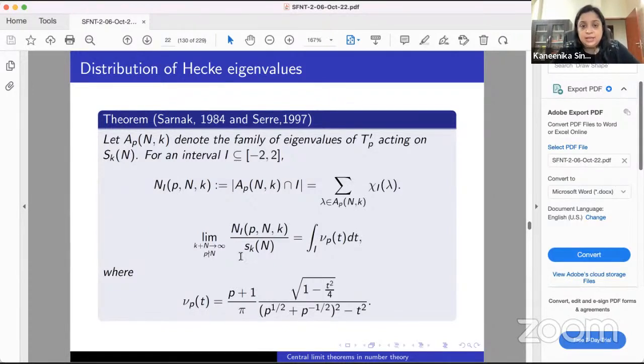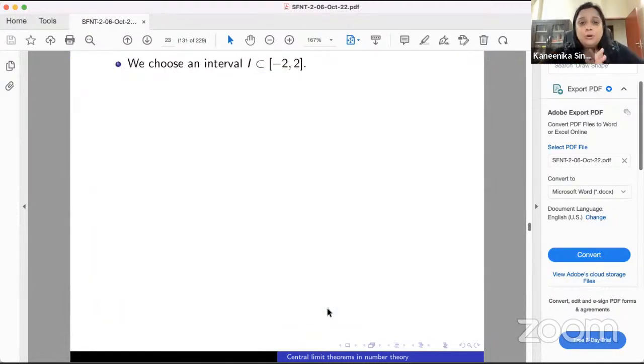Okay, so basically what we have is a family that seems to be equidistributed with respect to this measure nu sub P of T. So it is no longer uniformly distributed, as was the case for zeta functions of curves, but it is distributed with respect to another measure, which depends on the prime P. So now we try to model these questions in terms of sums of random variables.